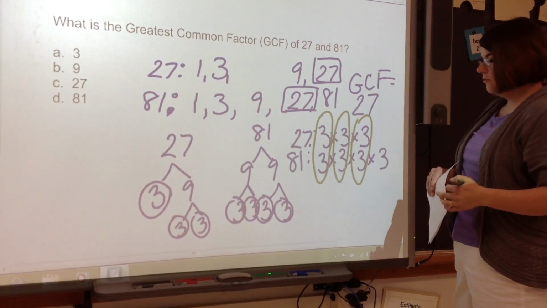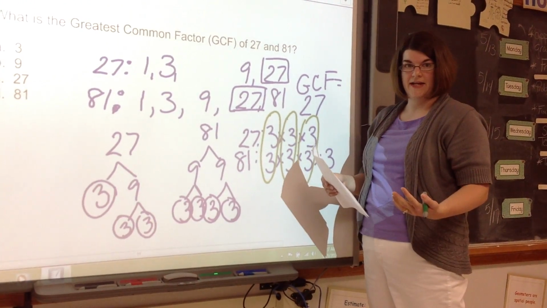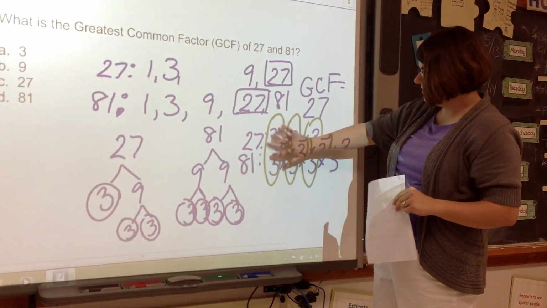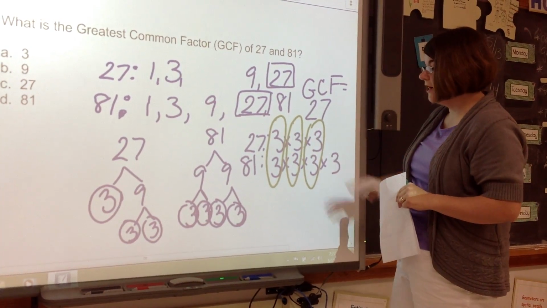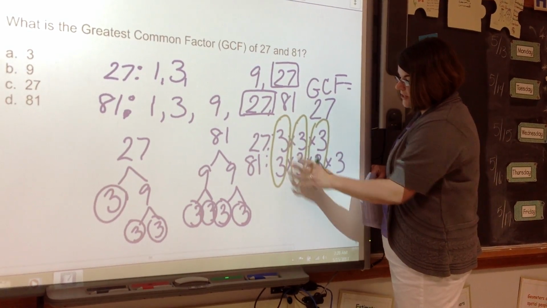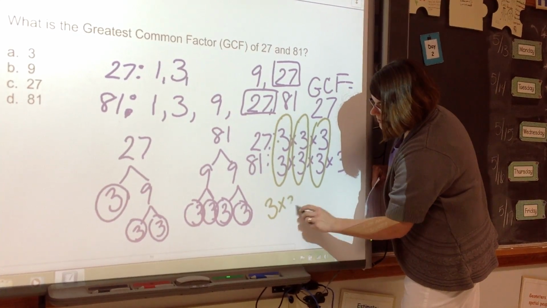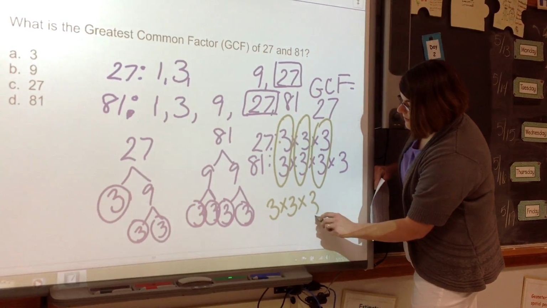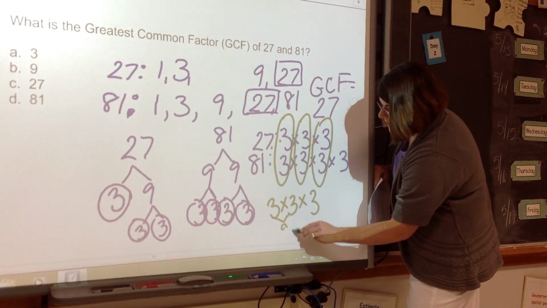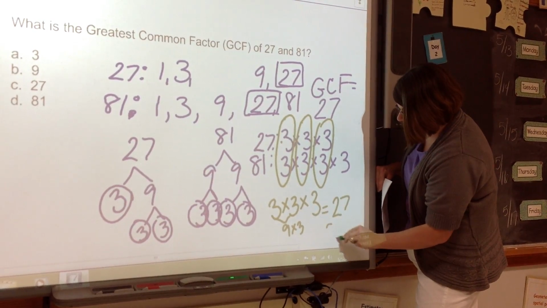And the thing that I told you, it's like getting to go to the dance. You only go to the dance if you have a date. You got to have a date. So you take your paired up numbers here, and you take 1 from each pair. Don't worry about the single guy out here, just the pairs of numbers. So you take 1 from each, 3 times 3 times 3, which is 9 times 3, and we still end up with 27, which is the GCF.